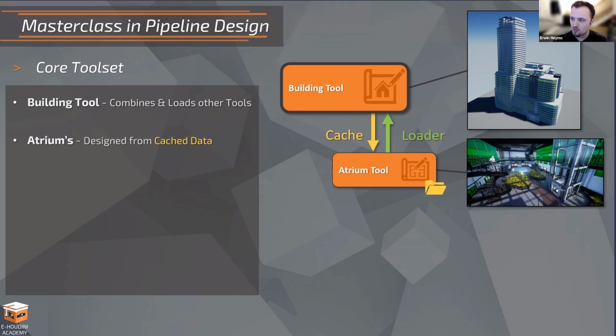Next to that, we have the atrium toolset. Now, like I mentioned, this one's going to grab the atrium environments that you can draw in the building. It's going to get them as cache data, and then we can design our own environment and then send it back in a loader.